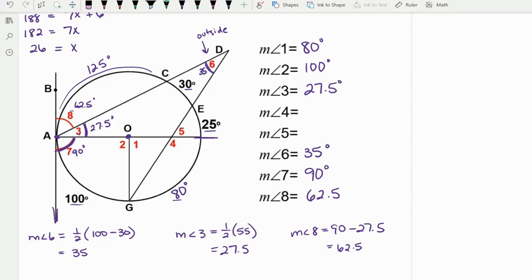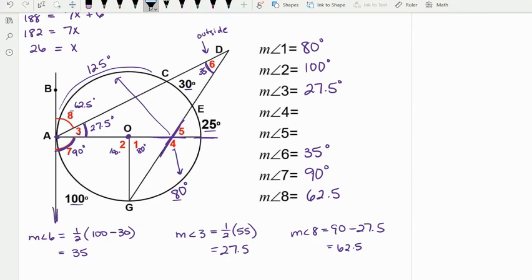Okay, what do we got left? We know this one over here is 80. This one's 100. Mark those on there. 4 and 5 are left, right? Okay, now those, I'm looking at two chords that intersect. So I'm going to add together their intercepted arcs and take half. So if I look at 4, well, it's got this arc here that is 80. And then it's got this arc here that is maybe I should draw those on there.